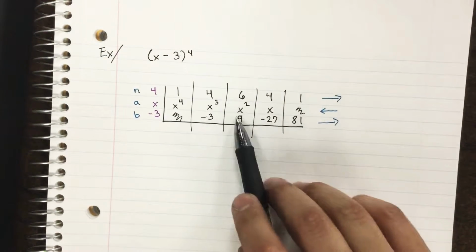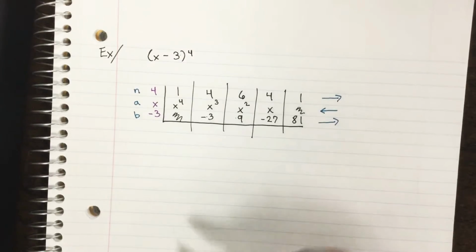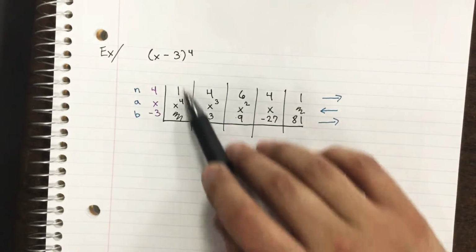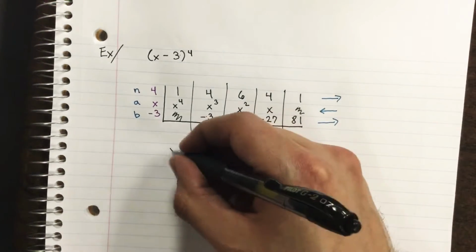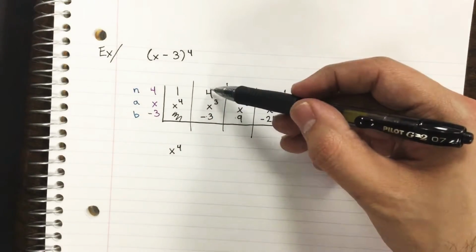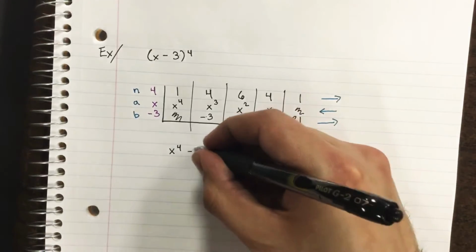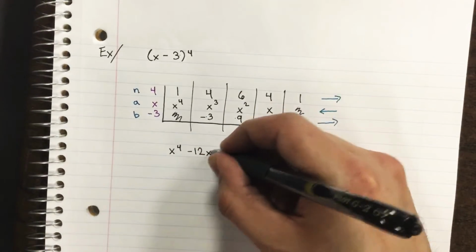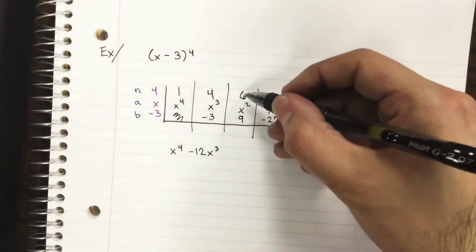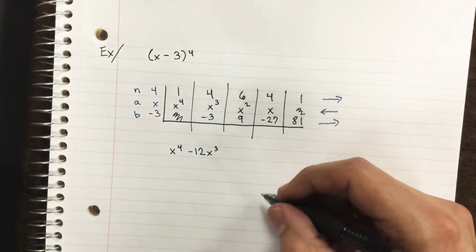1st term, 2nd term, 3rd term, 4th term, 5th term. 5 columns. So multiply going down. That would be X to the 4th. Multiply 4 times -3, and that's -12. And you still have X cubed, right? So 6 times 9 is 54.